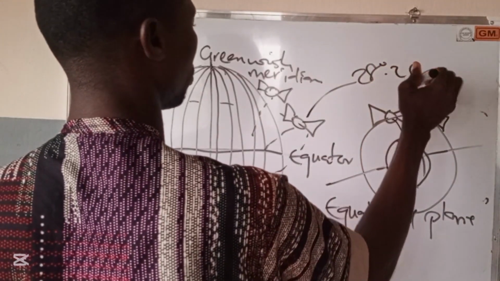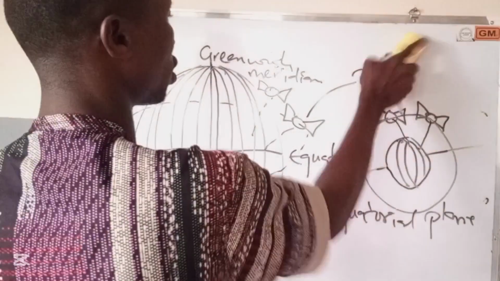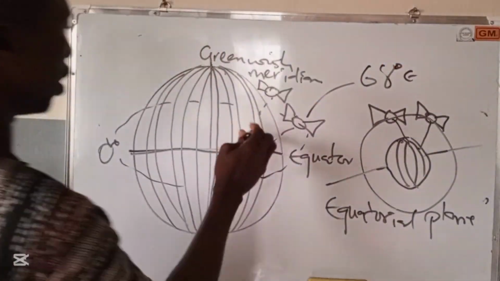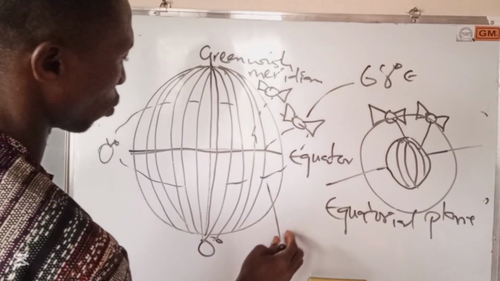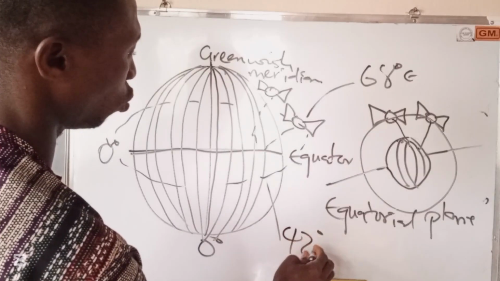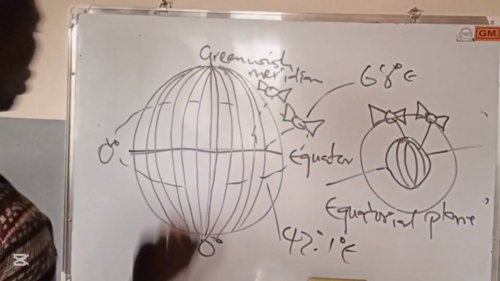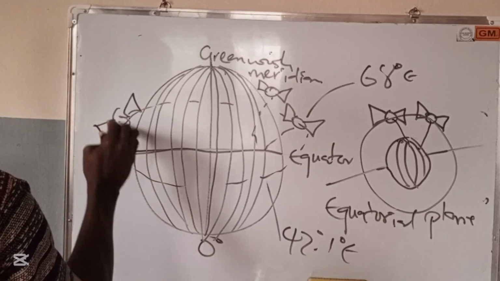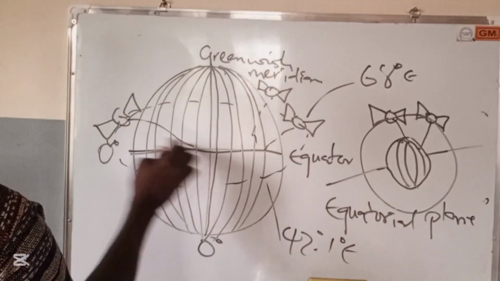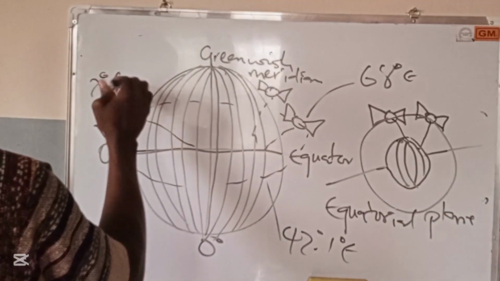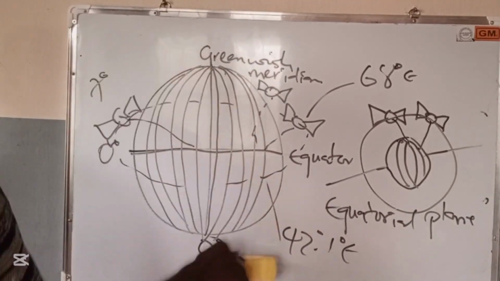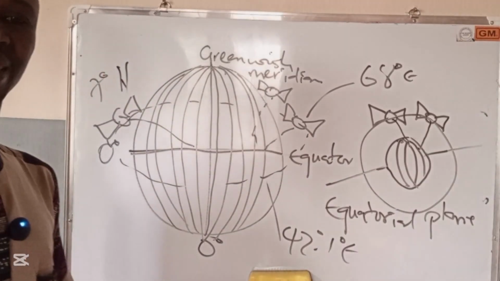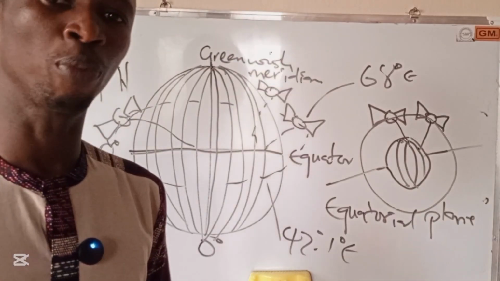Now, let's call this 28.2 degree. Okay, let's call it 68 degree east. Now let's call this satellite here 42.1 degree east. Now let's call another satellite somewhere here 7 degree west. Now this is what we call satellite longitudinal position.